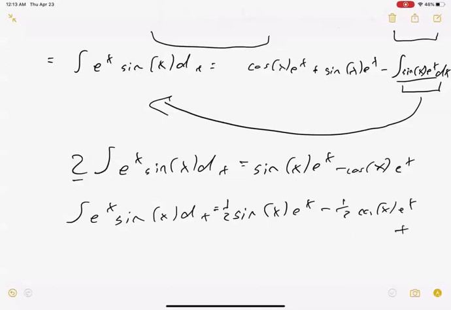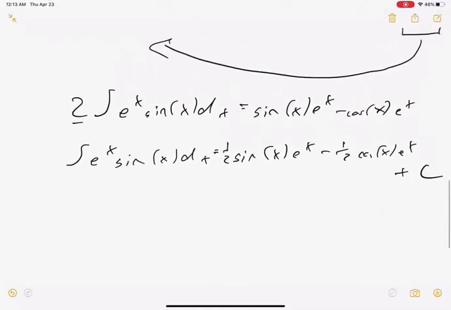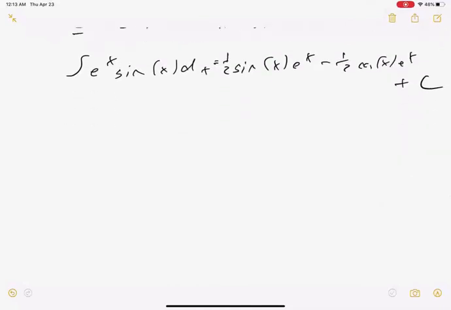And then I need my constant of integration, plus c. Okay. So again, we've used integration by parts multiple times.